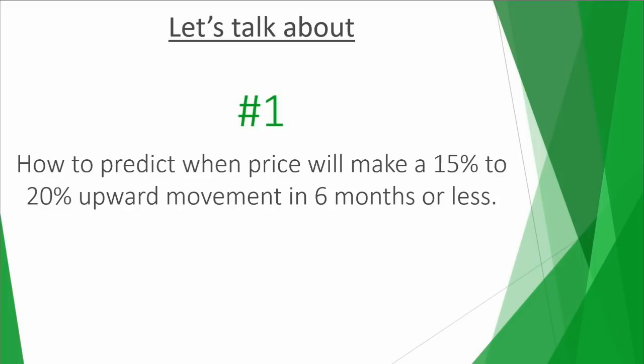Topic number one, how to predict when price will make a 15 to 20% upward movement in 6 months or less. And we're going to do this with our green signal, which is going to be represented by a green arrow below the price on all the charts. So if used properly, you can expect to make anywhere between 15 and 20% on each long trade you take when using the green signal. And when I say long, I mean that you're betting that price is going to rise in that 6 month time frame.